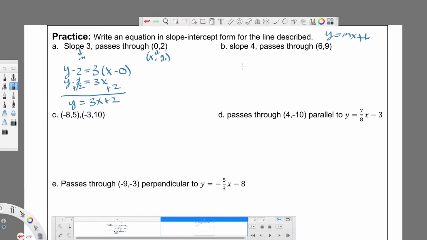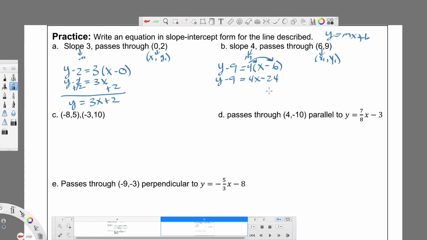All right, we're going to do the same thing on this one. We have a slope of 4, and we're given a point. So we're going to plug it into point slope, and then we're going to turn it into slope-intercept. So y minus y1 equals m times x minus x1. All right, this one doesn't cancel out nicely like the other one did. So we need to distribute this 4. So we have y minus 9 equals 4x minus 24.